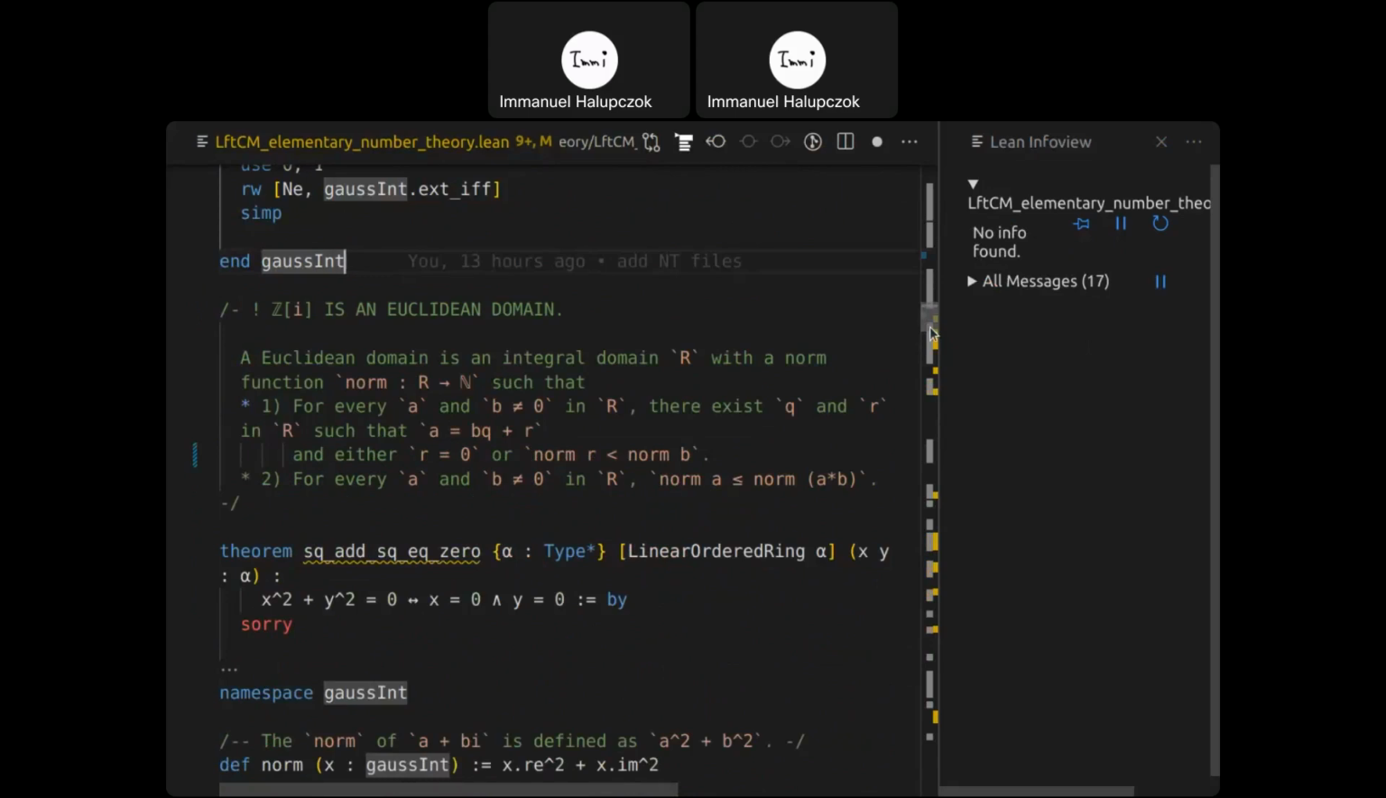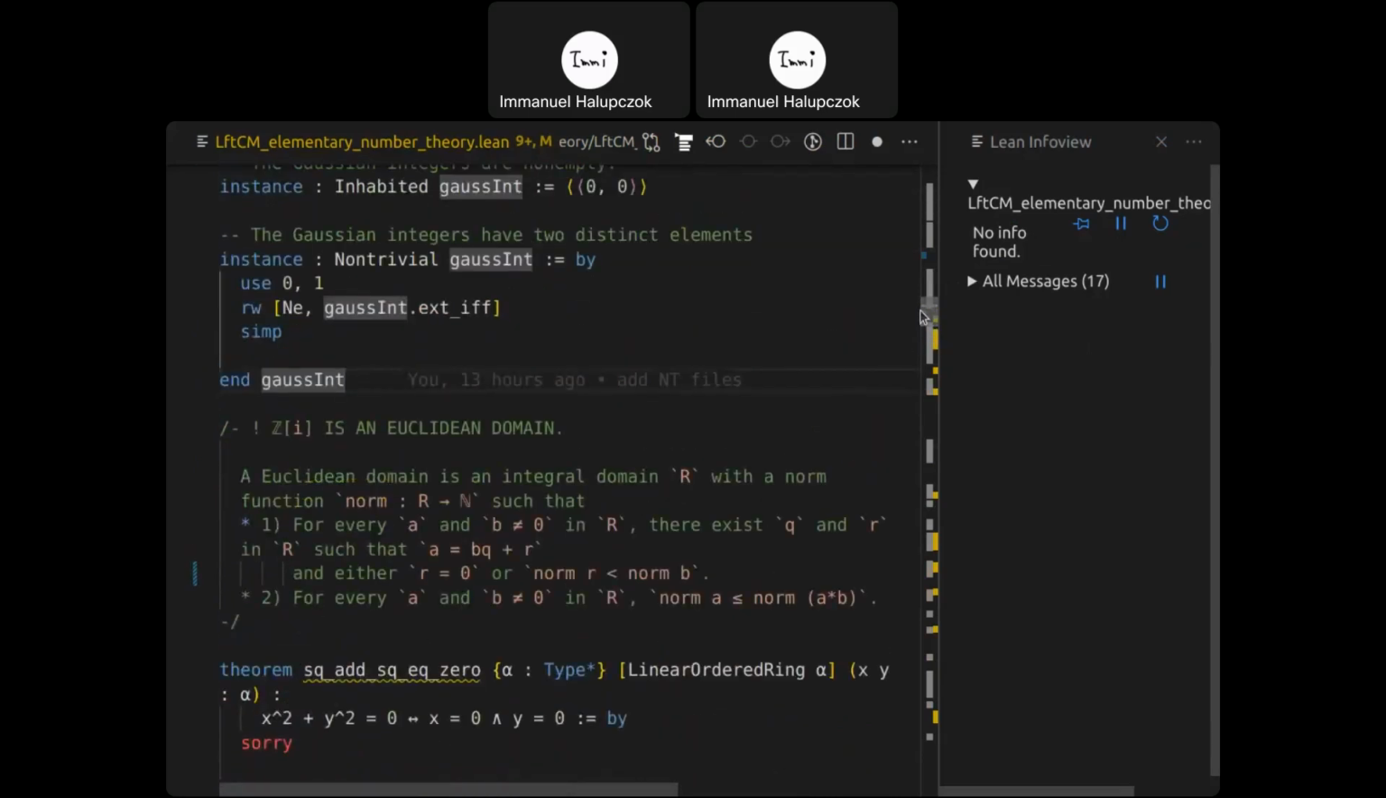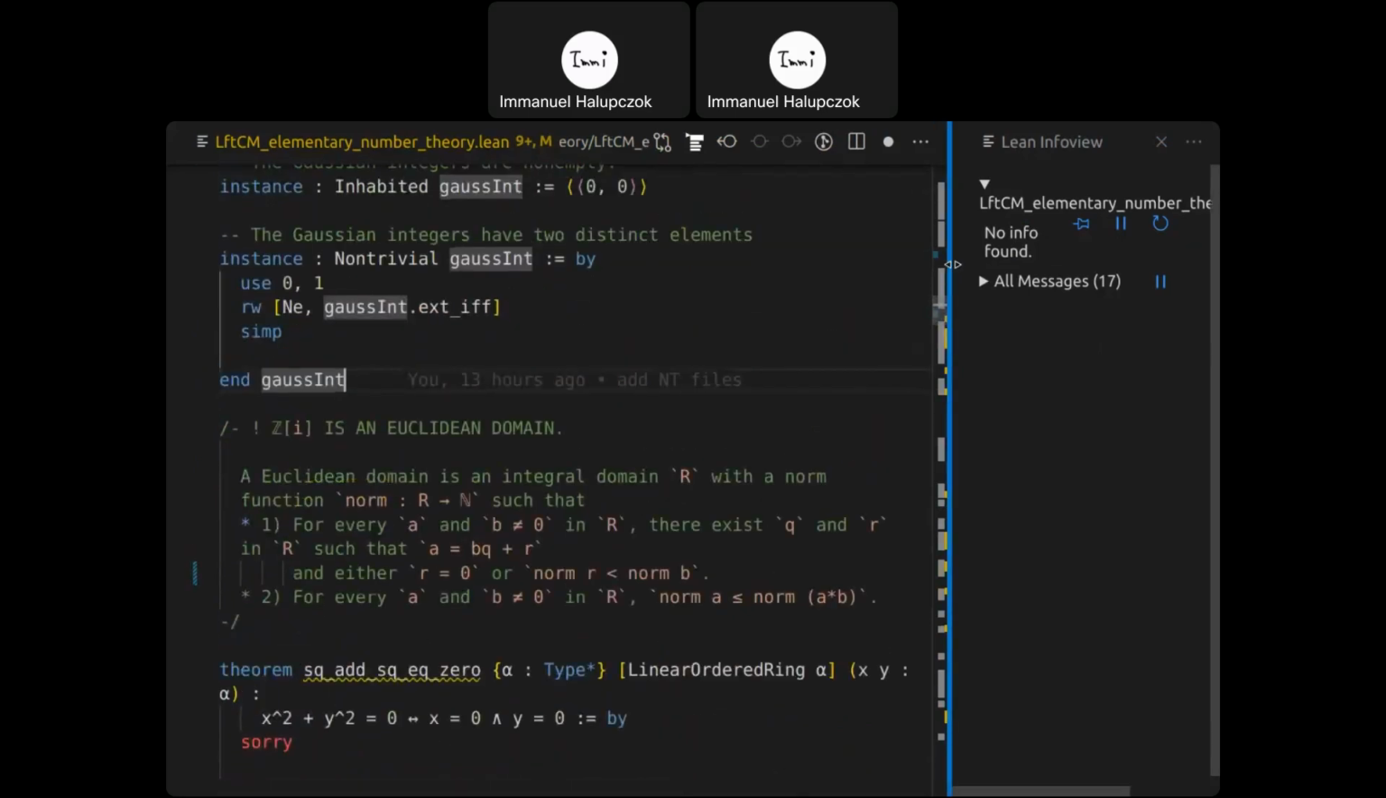We are going to prove that the Gaussian integers are a Euclidean domain. Loosely speaking, what this means is that they have a division algorithm that behaves like the division algorithm in the integers. Being a bit more precise, this is exactly what we will have to check. We have to check that they come equipped with some norm function, some function from the ring to the natural numbers, that satisfies two properties.